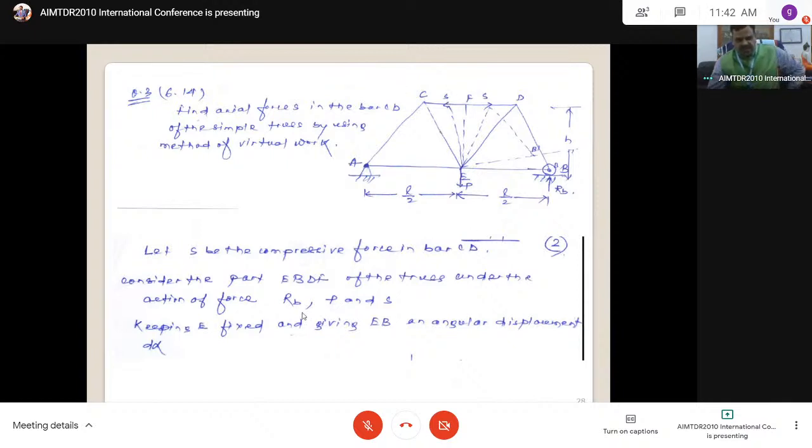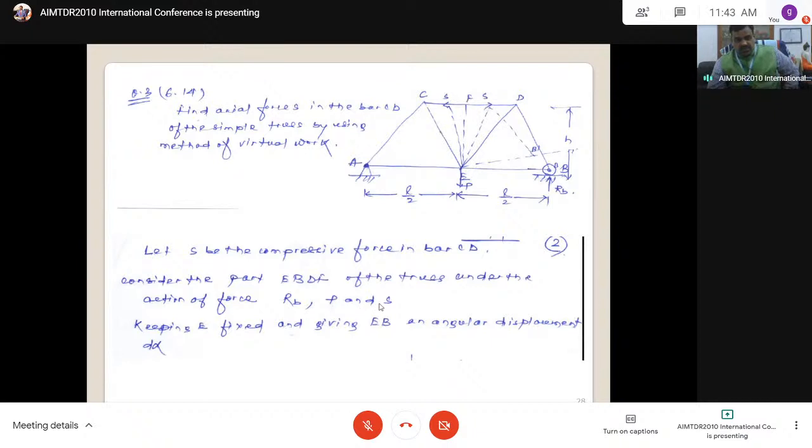Consider the EBDF of the given diagram. Applied force P, reaction RB. This is RB. This S and P, these are the forces: active forces, internal forces, and reactive forces. The 3 forces we are considering. Active, external force; reactive, internal force, yes. Okay.